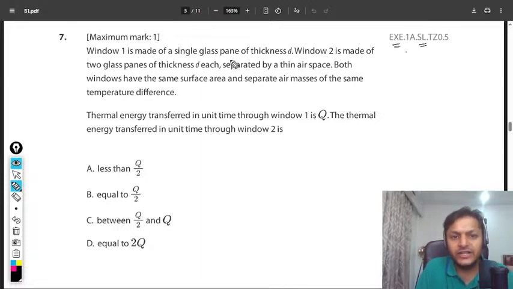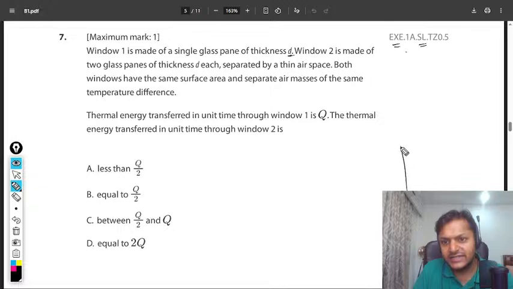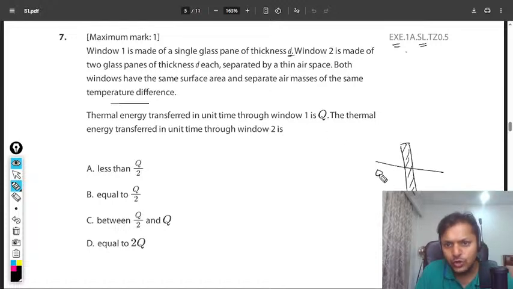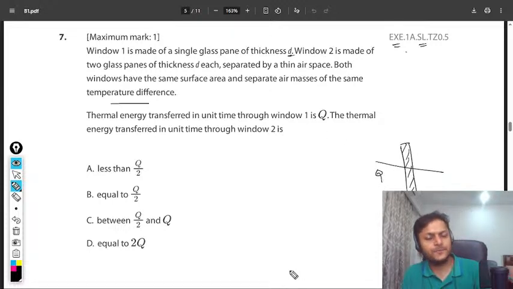Now, window one is made up of a single glass pane of the thickness D. What it says is, let's say this is the thickness D. There is one glass pane here, and window 2 is made up of two glass panes of the thickness D each. So there are these two glass panes here, but there is air inside, this is the air, and this is the glass, this is another glass here. Both windows have the same surface area, separate air masses, with the same temperature difference. So the thermal energy transferred in the first window is Q, and what will it be in the second case?